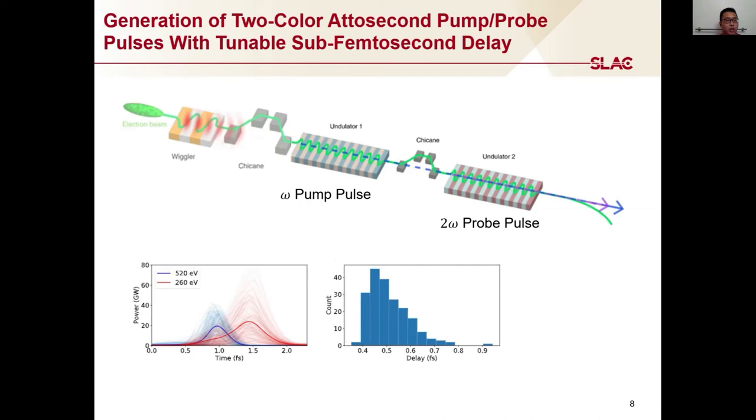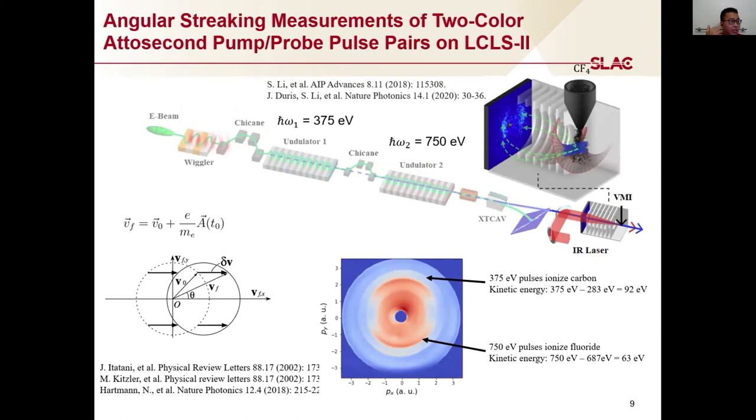To make better use of the attosecond pump-probe technique, an accurate calibration of the delay between pump and probe pulses in each FEL configuration is needed. Then we use the attosecond streak camera to measure the delay between the pump-probe pulses. The experiment setup is shown at the top of the slide. So attosecond pump-probe pulses are generated by lasing the ESASE beam in the split undulator mode. Magnetic fields in the two undulator sections are tuned to make the first pulse 375 eV and the probe pulse at 750 eV. Pump-probe pulse pairs irradiate CF4 in the presence of a circularly polarized 1.3 micron laser field.